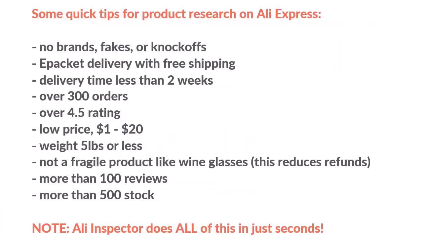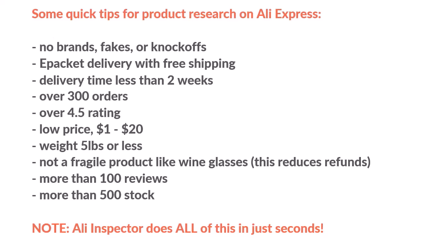Now when selecting products for your e-commerce store, here are some awesome tips that you can follow. You want to be looking for products that have no brands and they're not fakes or knockoffs. For example, do not look for products that have, say, Nike on it. You also want to look for products that have e-packet delivery with free shipping. E-packet is an Asian-based shipping provider. Then you also want to look for products where delivery time is less than 2 weeks. How long does it take to get the actual product delivered?